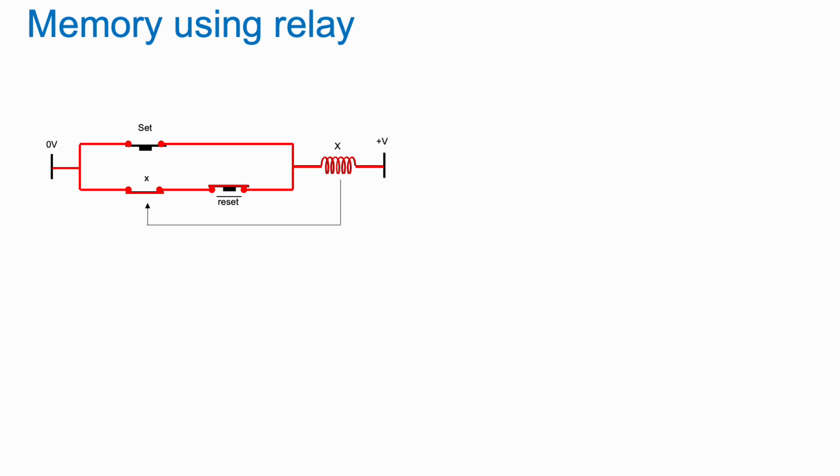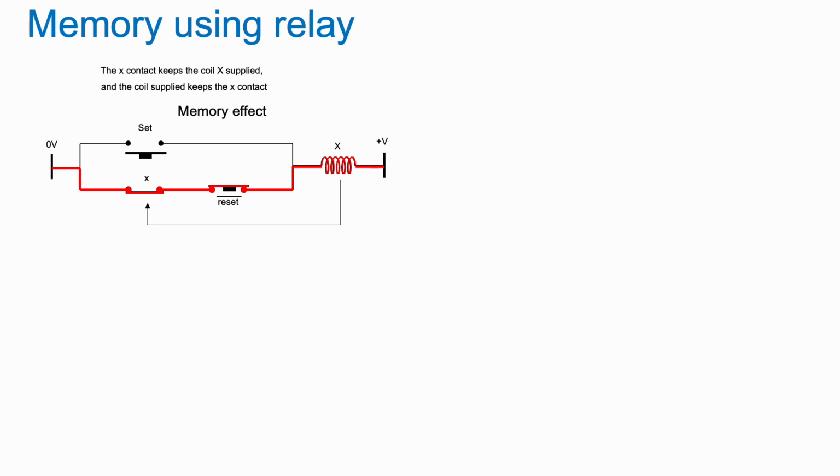Now, when the set switch is released in the open position, the upper branch no longer has current, but relay X is still powered by the lower branch denoted in red. In summary, contact X keeps relay capital X powered, and the relay is powered by the contact X. This is the memory effect.